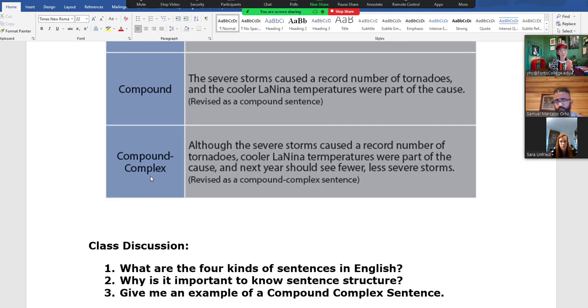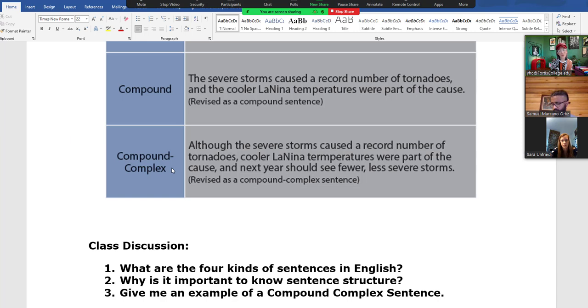Now, compound complex is simply a compound sentence with a dependent clause. So: although the severe storms caused a record number of tornadoes, cooler La Nina temperatures were part of the cause, and next year should see fewer, less severe storms. Therefore, by adding in "although," you have the dependent clause, although the severe storms caused a record number of tornadoes. Then you have the compound sentence: cooler La Nina temperatures were part of the cause, and next year should see fewer, less severe storms.